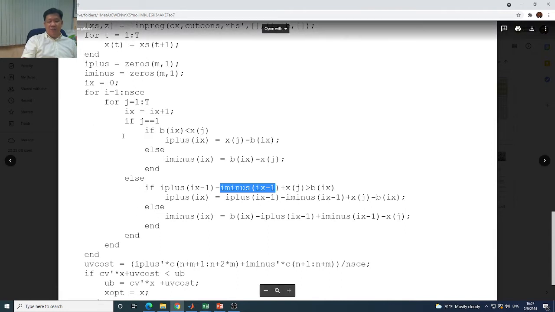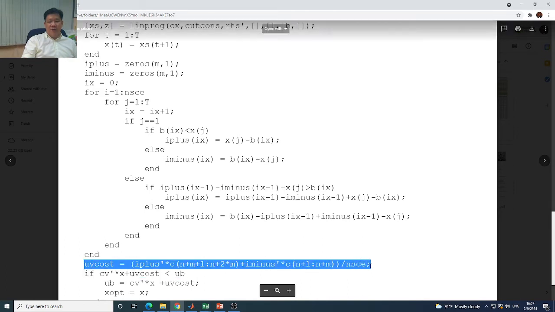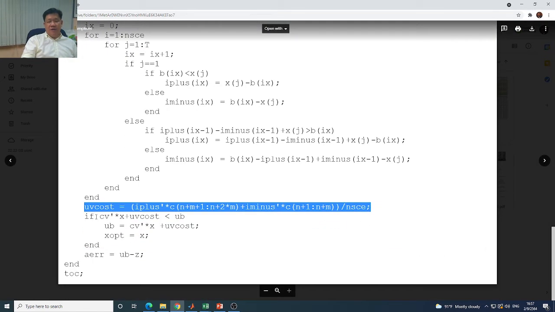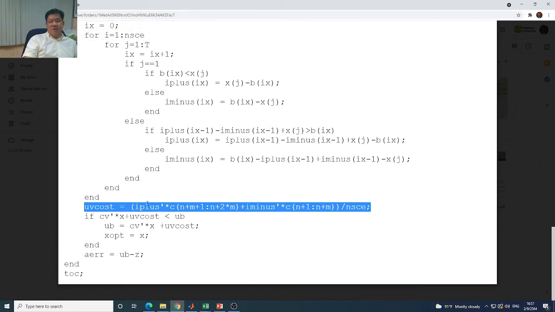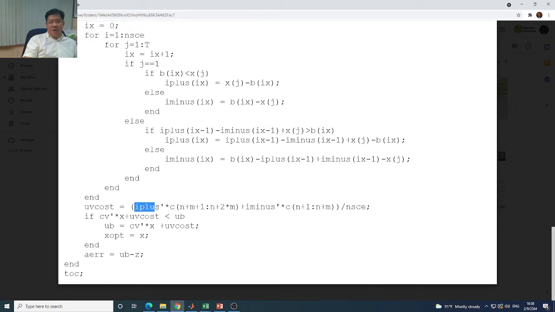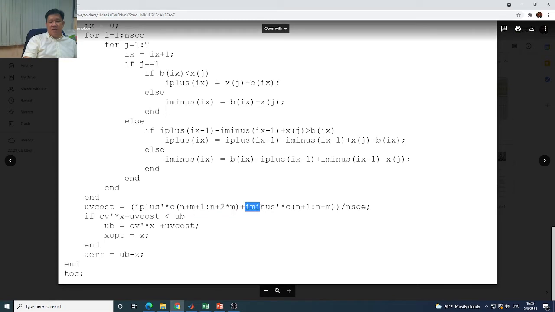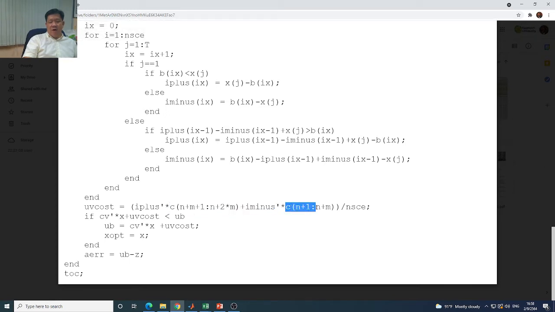And then you update this to get I plus and I minus, and then you start to compute what we call the UV cost, the cost of adding u and minus v. In this case our u is I minus and our v is I plus. So for this one we just use the I plus transpose times the element of h, and I minus transpose times the cost element according to g.